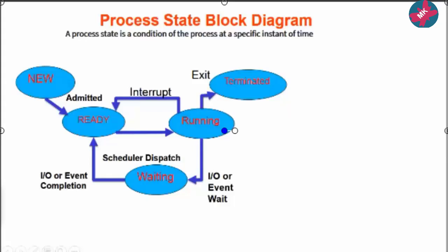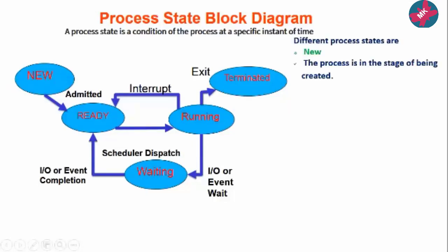So here, as you can see, 5 states are there: new, ready, running, terminated, and waiting. One by one we will understand what actually happens within each of these states.